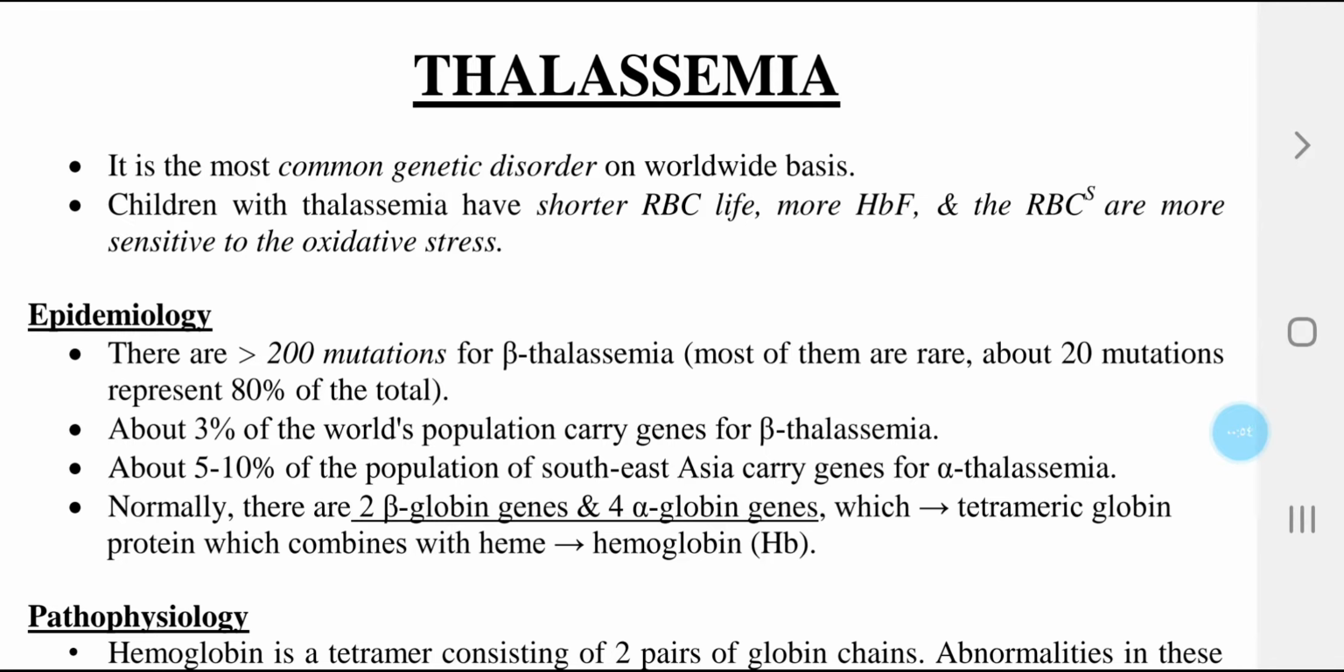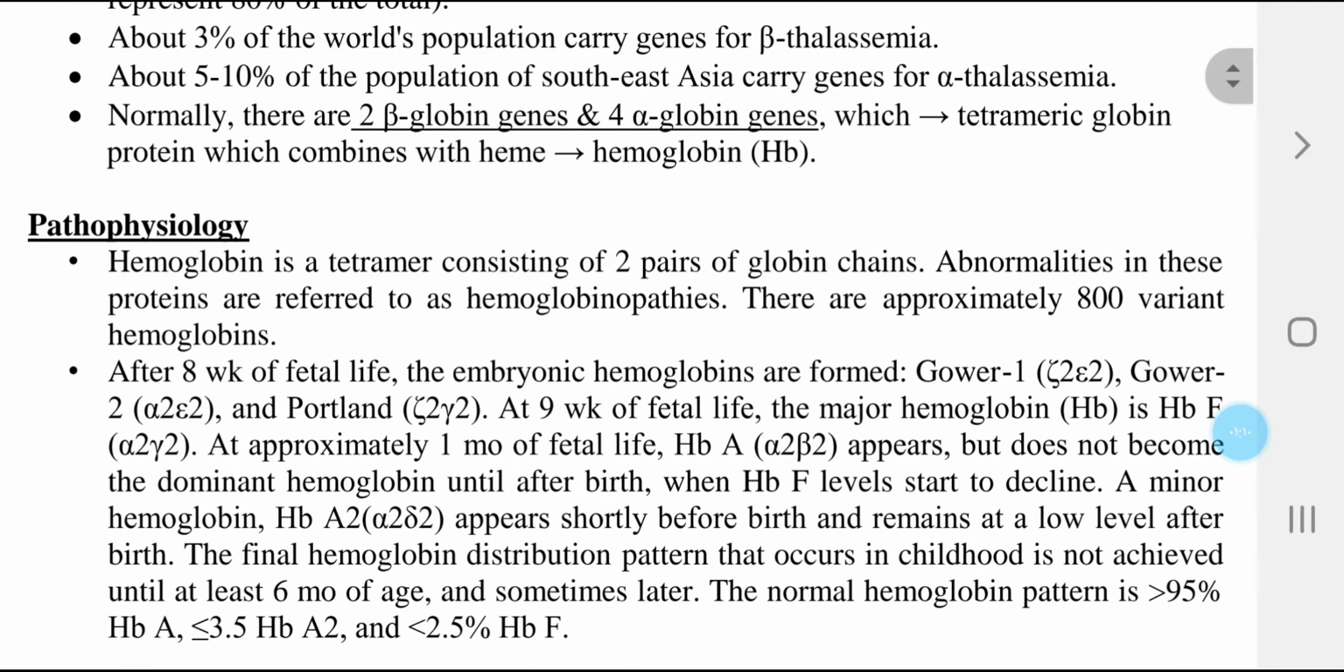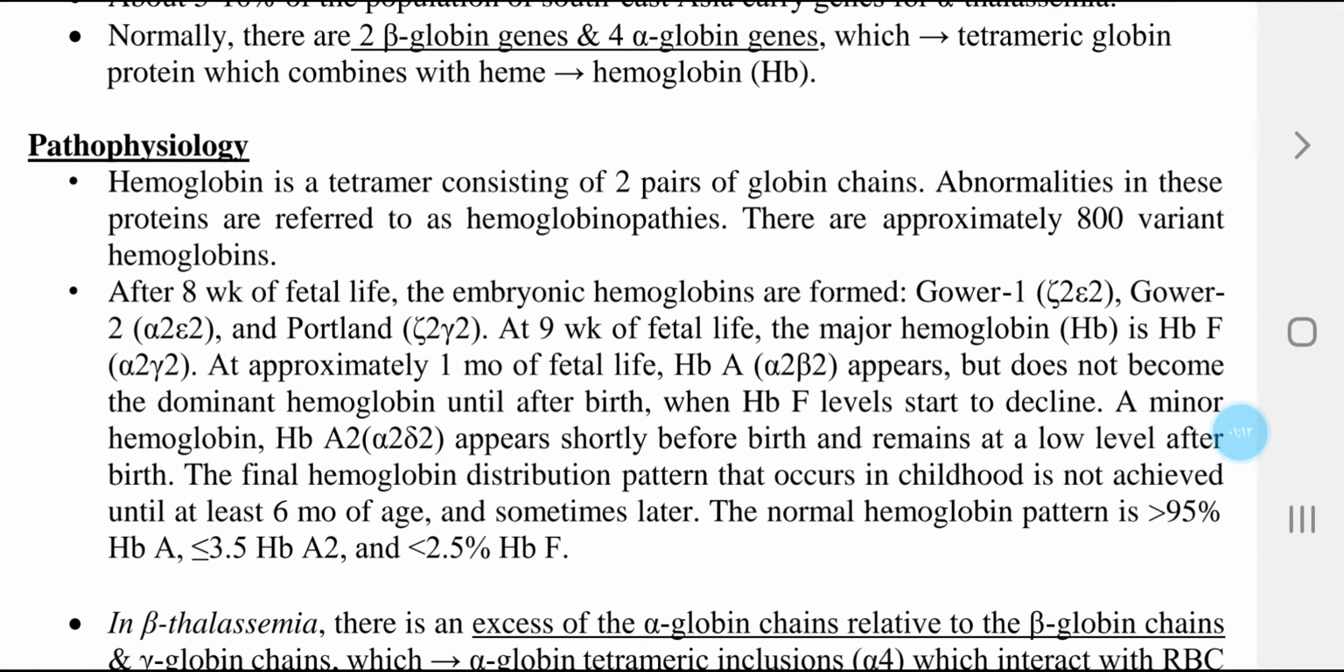Normally, there are 2 beta globin genes and 4 alpha globin genes, which lead to tetrameric globin protein, which combines with heme, leading to hemoglobin formation. Pathophysiology of thalassemia. Hemoglobin is a tetramer consisting of 2 pairs of globin chains. Abnormalities in this protein are referred to as hemoglobinopathies. There are approximately 800 hemoglobin variants.